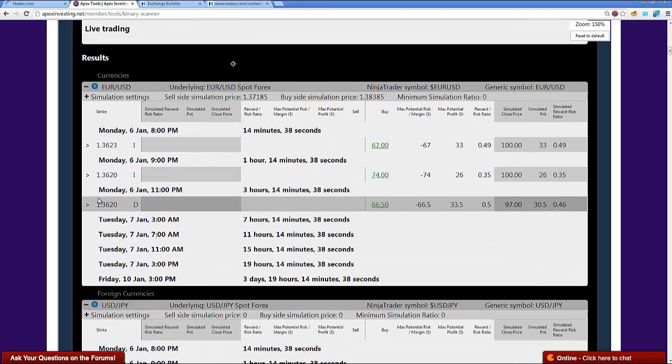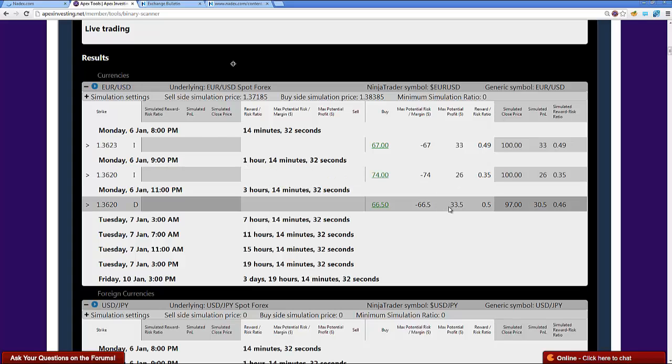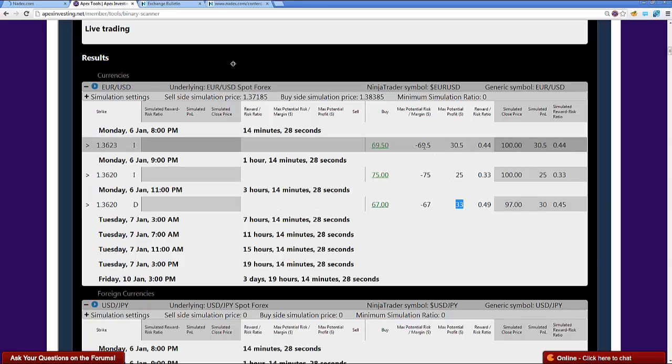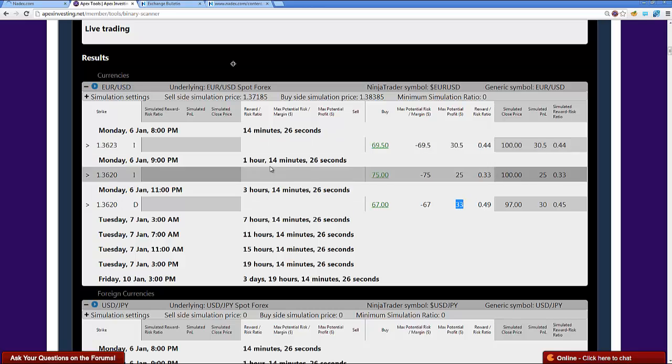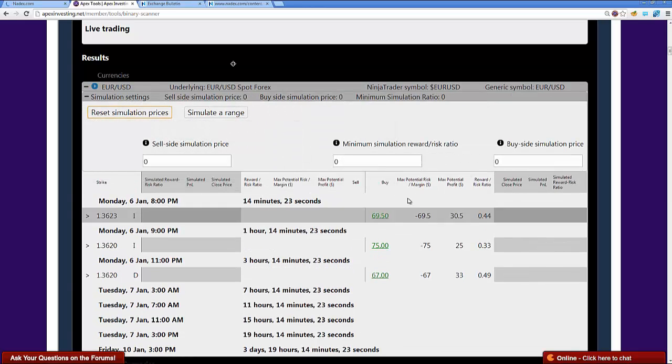Okay. So it's telling me I can make $26. I have a $74 risk. Again, I could get out at $50 if I wanted to. It's at $33. I have a $67 risk. It's at $31. I have a $69 risk. So it's telling me literally how much I can make. I can even use a simulator to know what the price would be if the price changed.